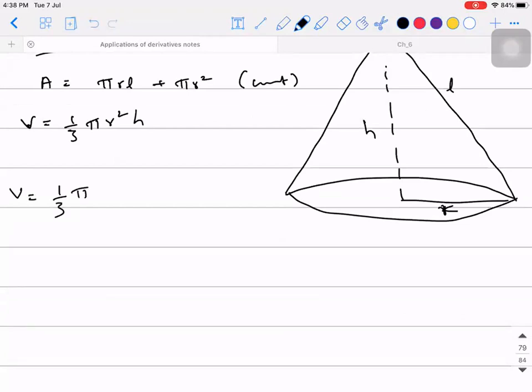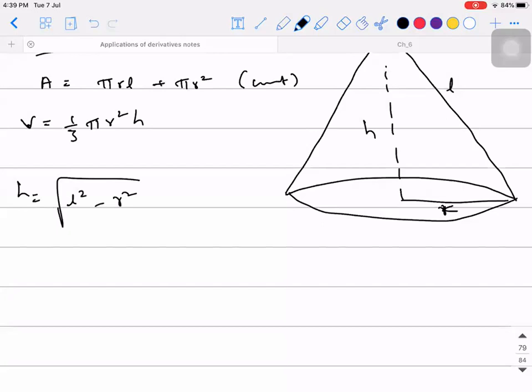In the place of H, can we write it as root of L square minus R square? I'm just trying to write it in terms of one variable and then proceed, if that is going to simplify. I'll just write the expression and give it to you guys, you solve it. So R will be difficult for us. So H is equal to root of L square minus R square.